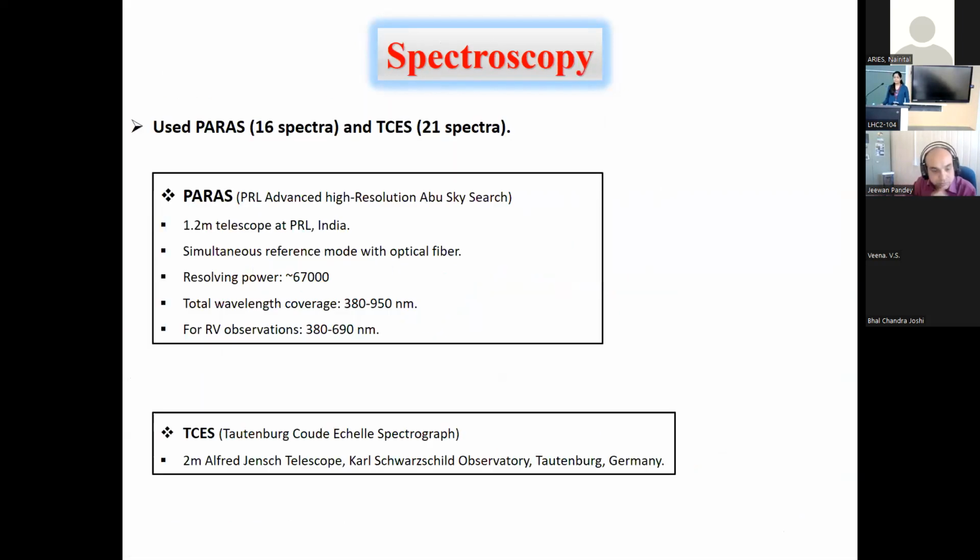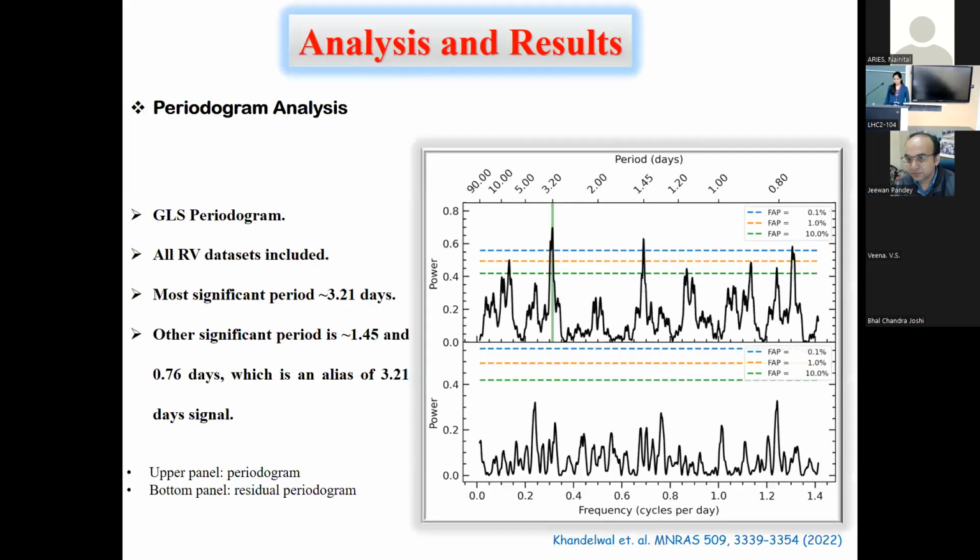So now for determining the mass and spectroscopic parameters, we used PARAS and TCS spectrograph. With the PARAS, we take 16 spectra, and with the TCS, we take 21 spectra. So PARAS is attached to a 1.2 meter telescope. It is a high resolution spectrograph with resolving power of 67,000, and TCS is attached to a 2 meter telescope at Tautenburg, Germany.